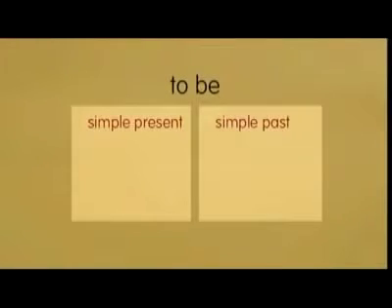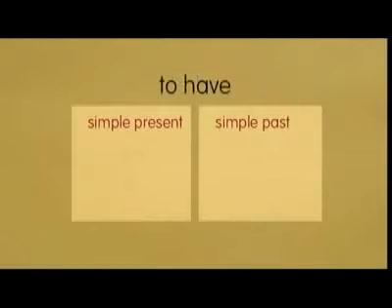From the infinitive form of the verb to be, we can form the simple present forms am, is and are. And we can also make the simple past forms was or were. Notice that the verb to be is the only verb in English that has two past tense forms. All others just have one.